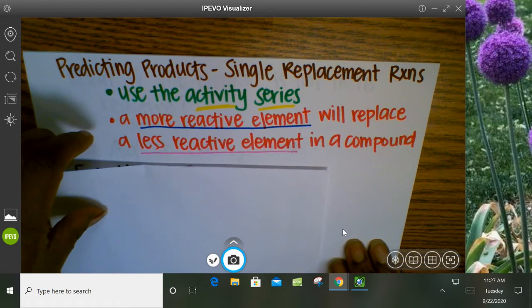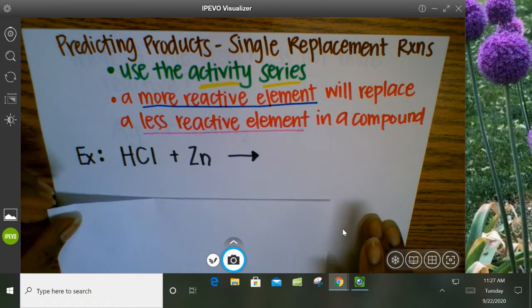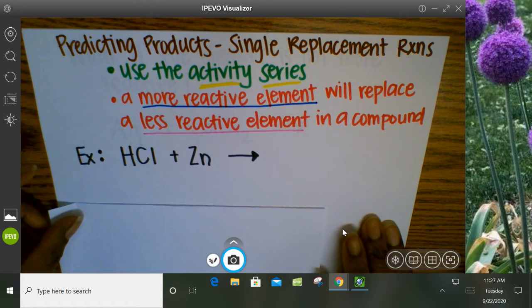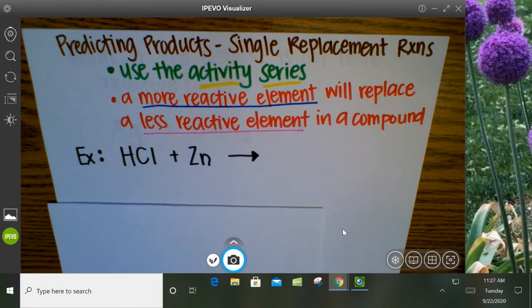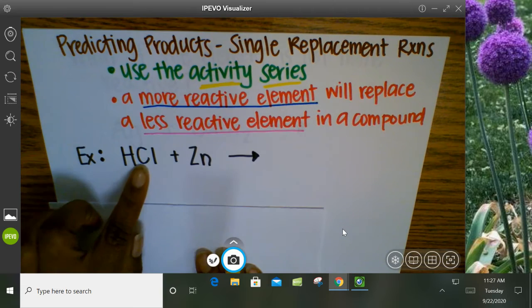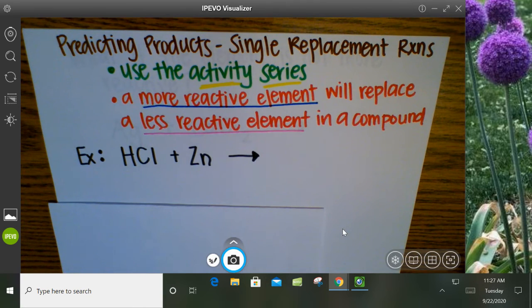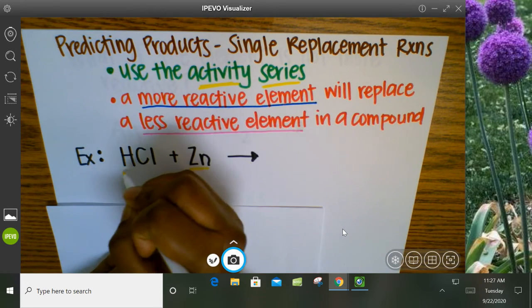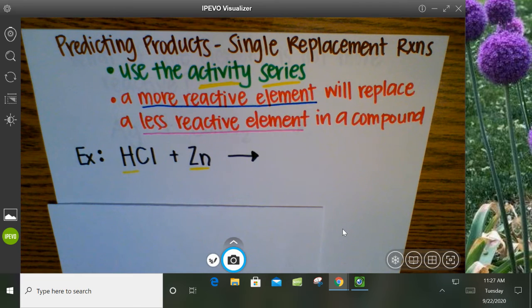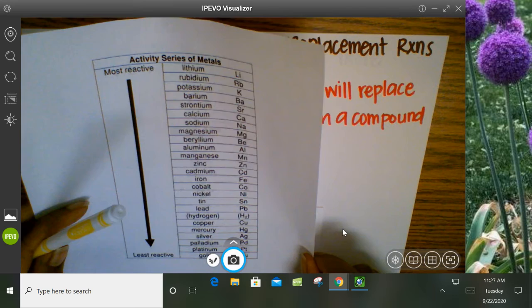We have two examples that we're going to go through. So let's look at our first example. All right, we have HCl, which is hydrochloric acid, and we have zinc. And what we're going to see first off is if the zinc will replace the hydrogen in this compound here. And if that happens, then a reaction occurs. So I'm looking at zinc and I'm looking at hydrogen. I go to my activity series.